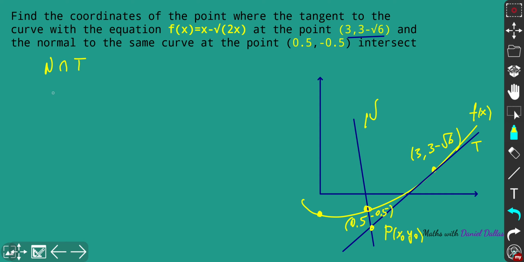So what we need to do first is complete the general equation for the tangent line. Let's set it up as y minus y0 equals f prime at x0 times x minus x0. Okay, so that's the general equation for the tangent line. x0 and y0 are basically the coordinates where the tangent touches the curve f(x). So in this case, it's going to be (3, 3 minus square root of 6).